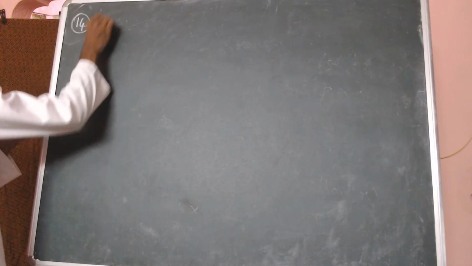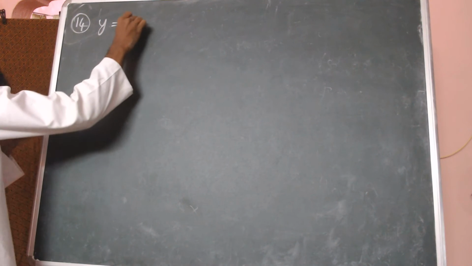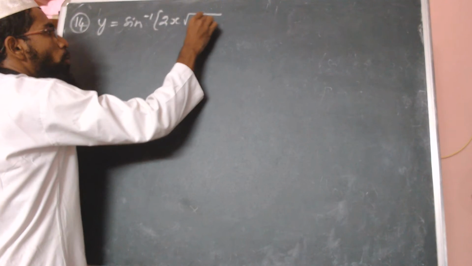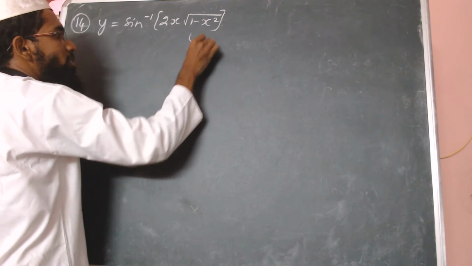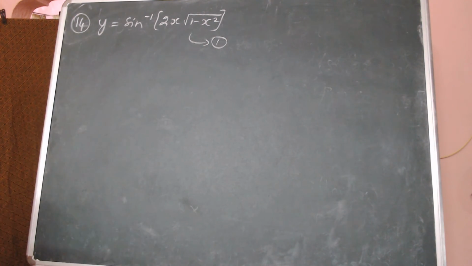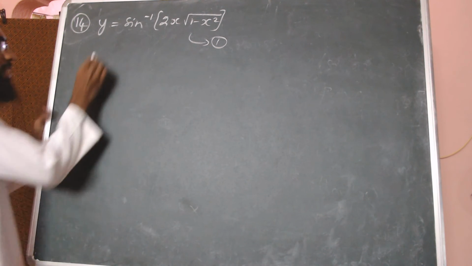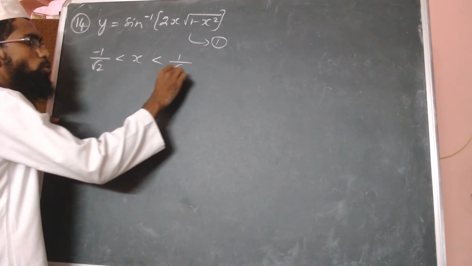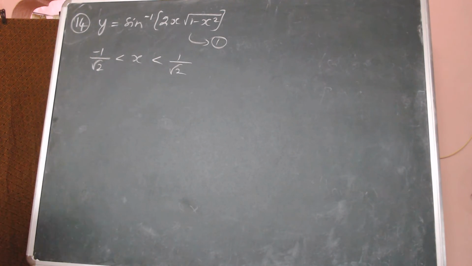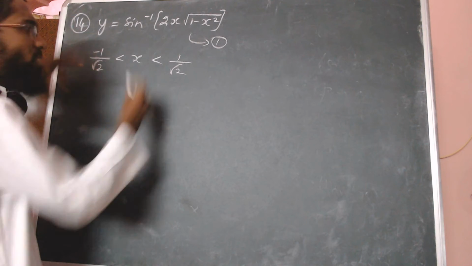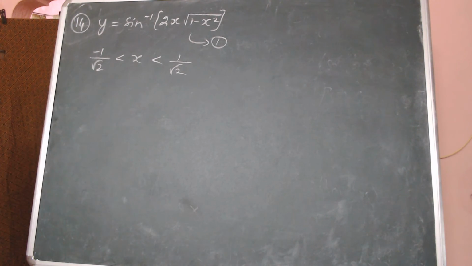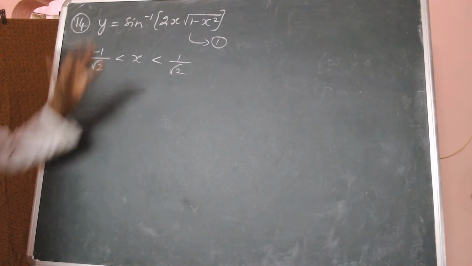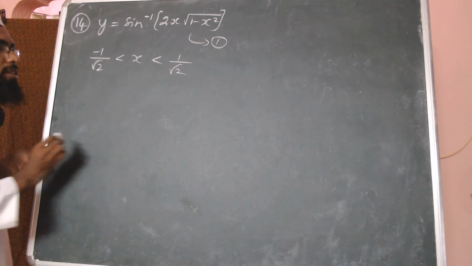14th sum, y equal to sine inverse of 2x root of 1 minus x square. Let me take this to be my equation 1. My x lies between minus 1 by root 2 to 1 by root 2. So as I told you, no need to worry about this. We can just differentiate the given equation. But if we differentiate it directly with the help of sine inverse of x formula, it will be complicated. So we'll use the concept of substitution method, right?